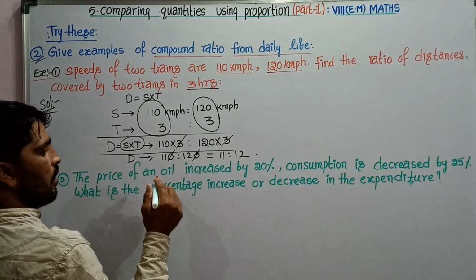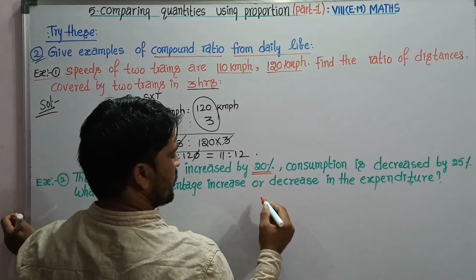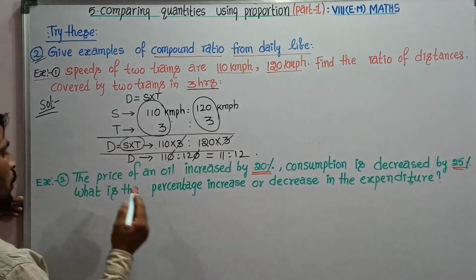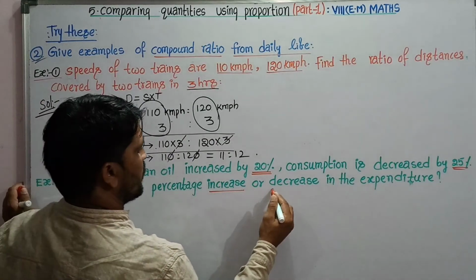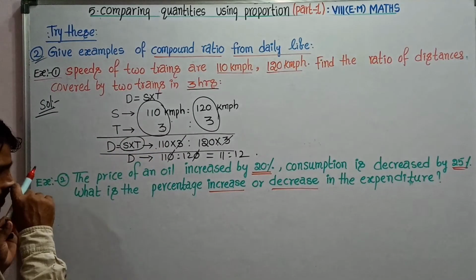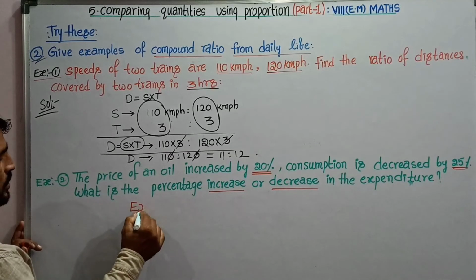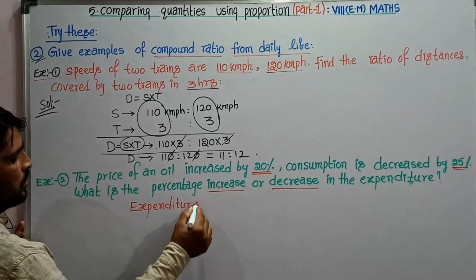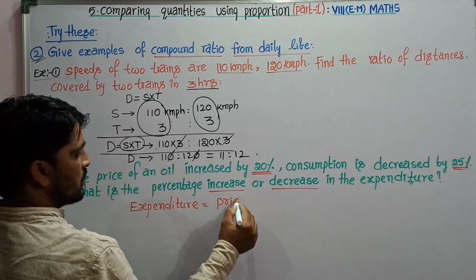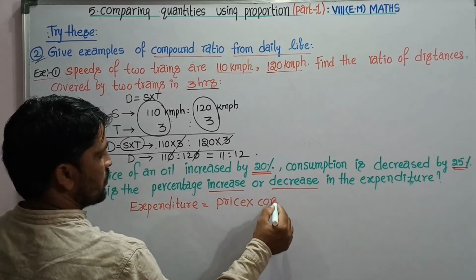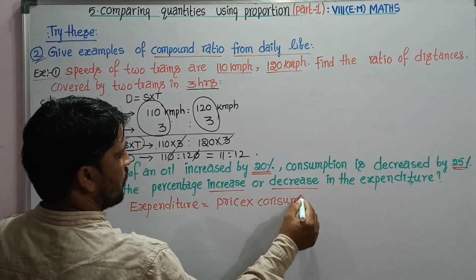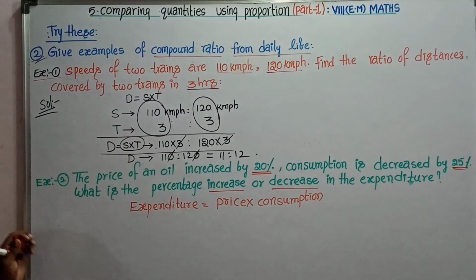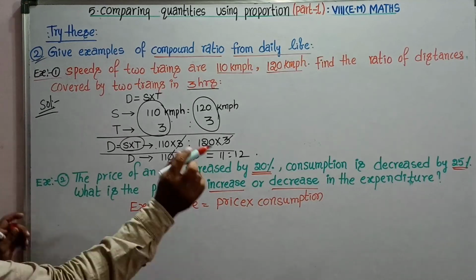Next question. Second one. The price of an oil increased by 20%. Consumption is decreased by 25%. What is the percentage increase or decrease in the expenditure? We know that expenditure is equal to price into consumption. That is, expenditure is equal to what? Product of price and consumption.